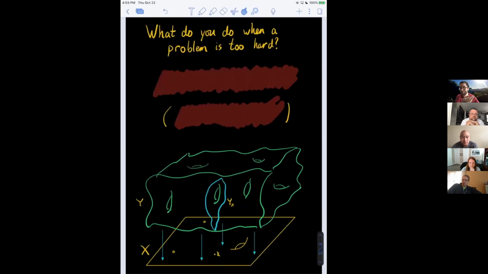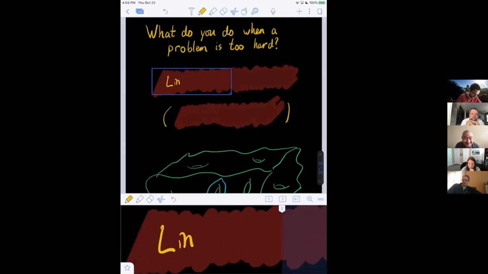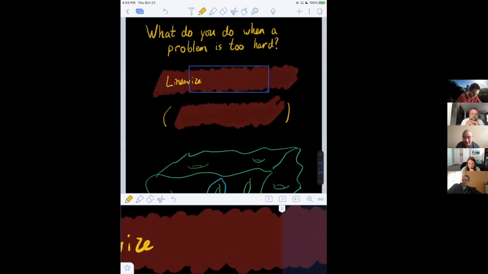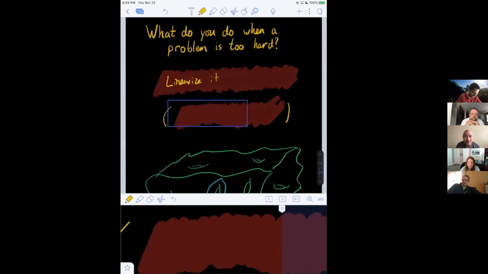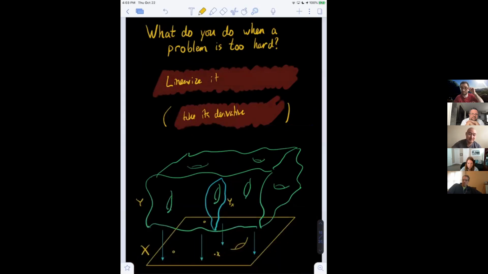Okay, so I told you this problem is too hard, and I've drawn a picture indicating how hard it is. My wife calls this a wiggly alien tofu. So what do you do when a problem is too hard? You linearize it, if you're in calculus, or maybe you take its derivative. So we're going to take the derivative of our really hard problem, and turn it into a problem of linear algebra. Let me say what I mean by that.